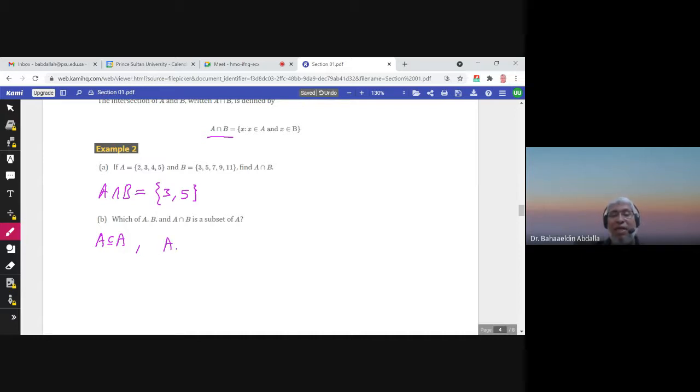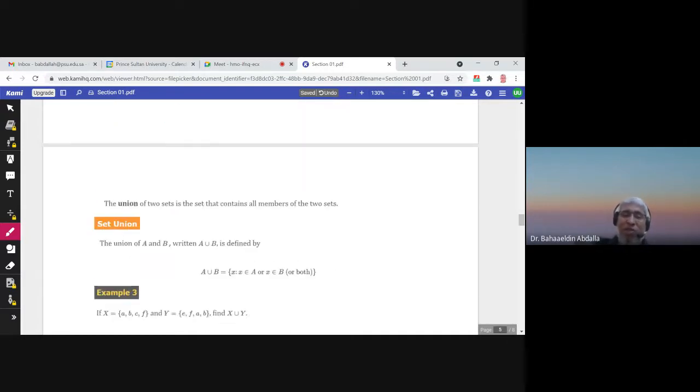What about A intersection B? Is it a subset of A? Yeah, the elements in A intersection B are 3 and 5, and 3 and 5 are here in A. So A intersection B is a subset of A. So always the intersection, in fact, is a subset of A, and it's also a subset of B.